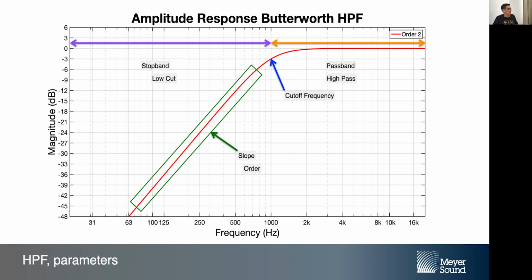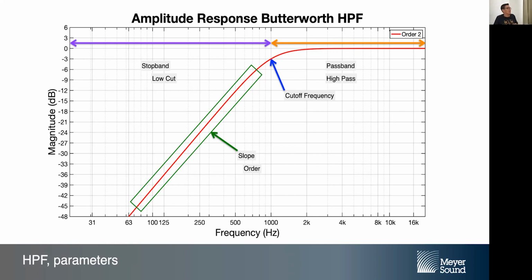And if you go to the horizontal axis, we're seeing frequencies there. We're hitting 31 hertz, 63, 100, 125, 250. And then, as you can see, we're dividing this by octaves. So for the high pass filter, we have the same parameters as we saw for the low pass filters.